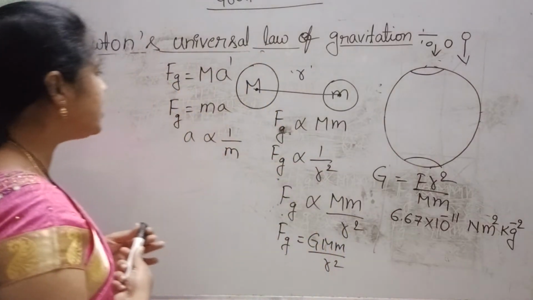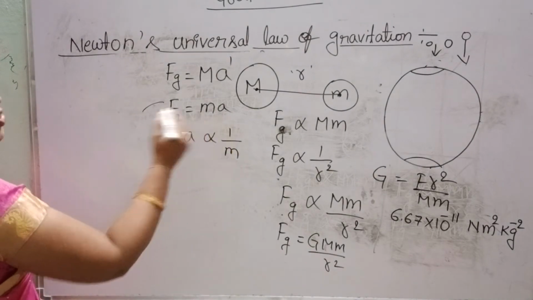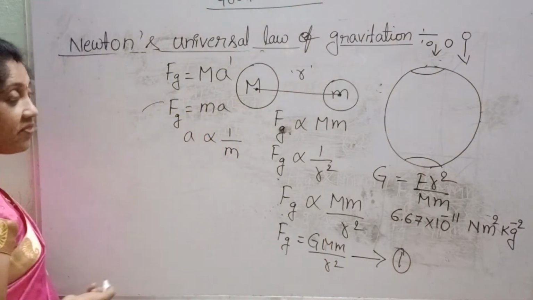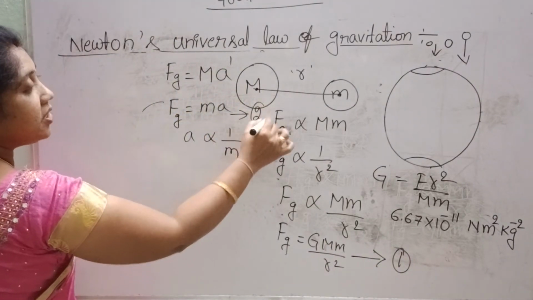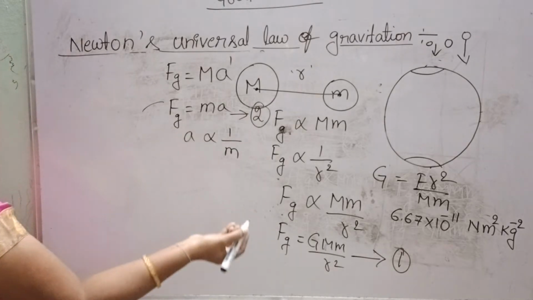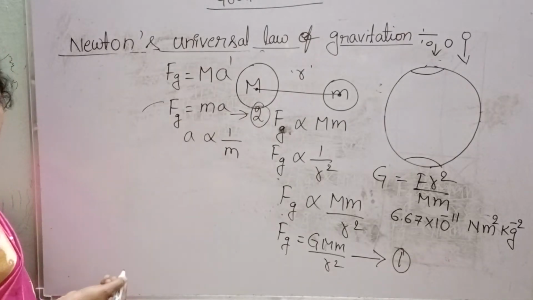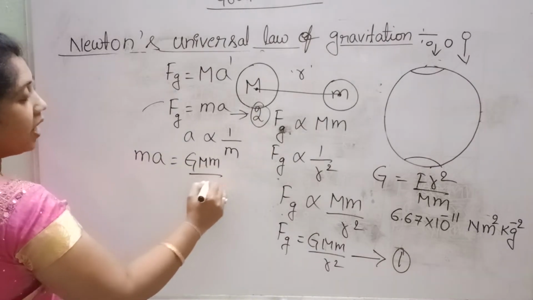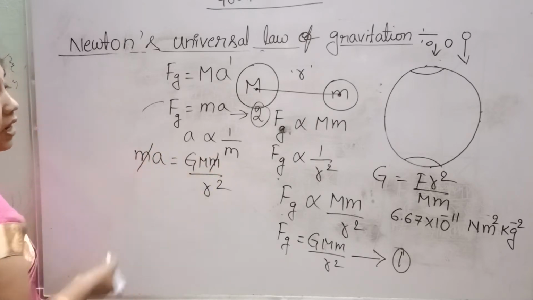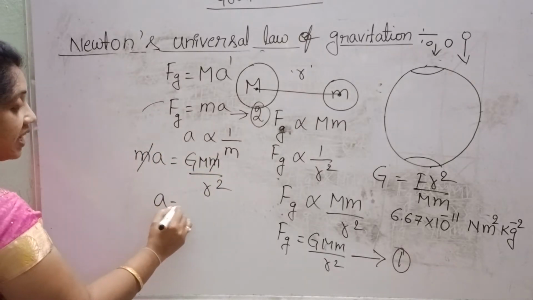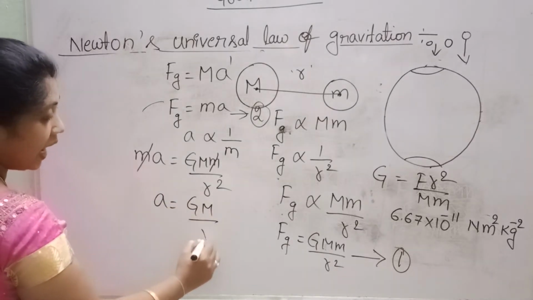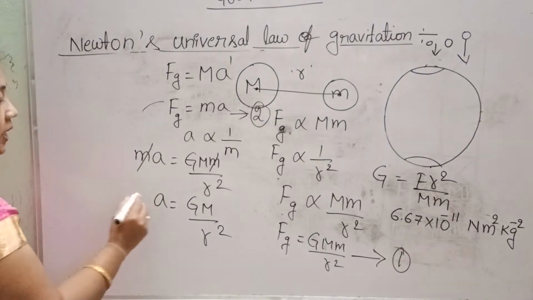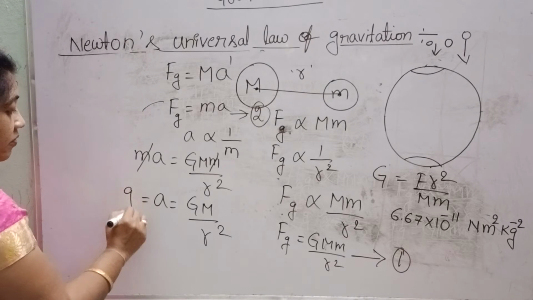By using the relations Fg is equal to ma, and Fg is equal to GMm by r square, take this as equation 1 and this as equation 2. Here the gravitational force is the same in these two bodies. Equate these two equations: ma is equal to GMm by r square. Here the mass of the lighter body is cancelled. Acceleration is equal to GM by r square. But this acceleration is because of the gravitational force of attraction. That's why we replace a with g.